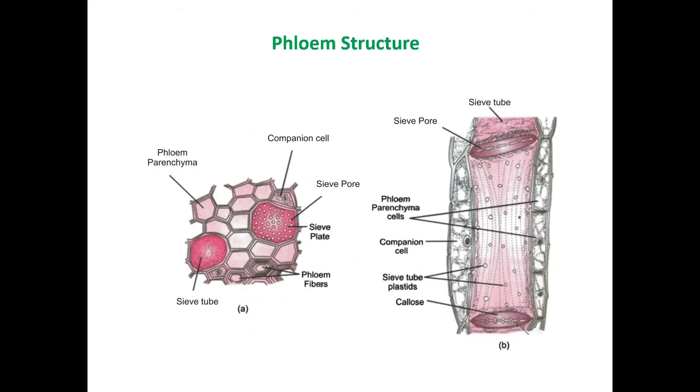Okay, and the cells which are adjacent to these sieve cells are known as companion cells, and the exact function of these companion cells is not known. The exact function of these companion cells is not known. You can see a clear nucleus and dense cytoplasm. See, this is the nucleus and this is the dense cytoplasm in the companion cells. They're always associated with the sieve cells.